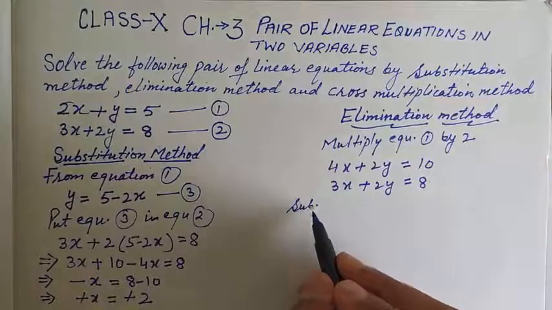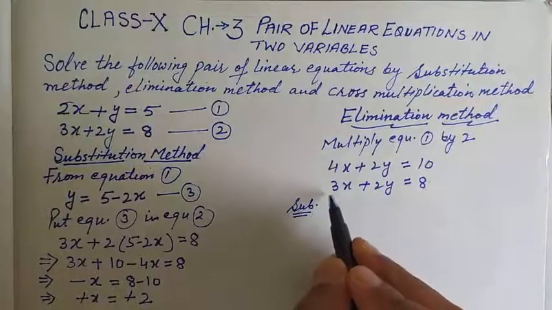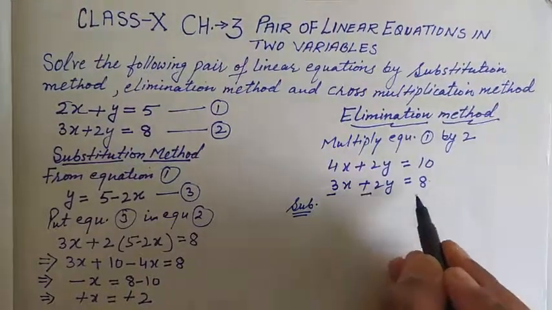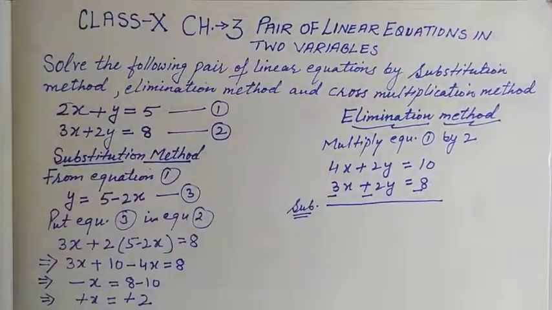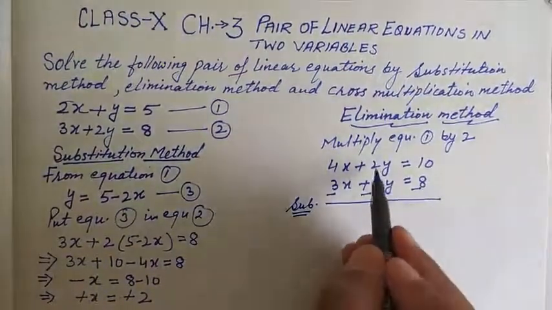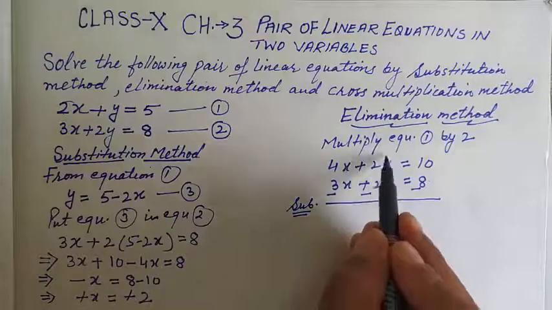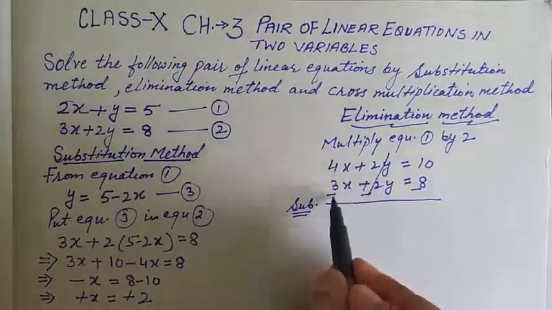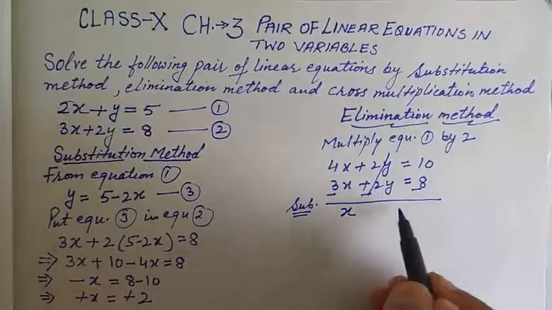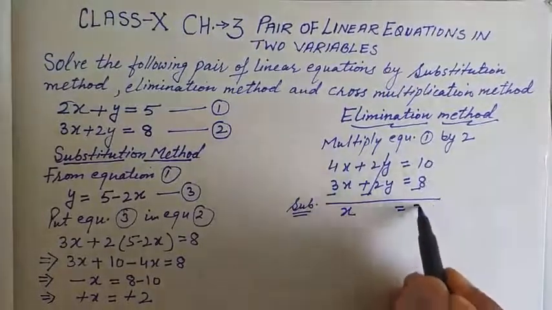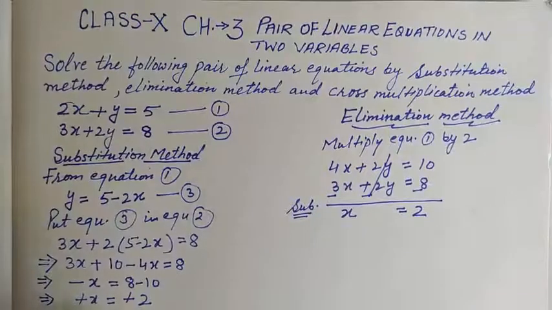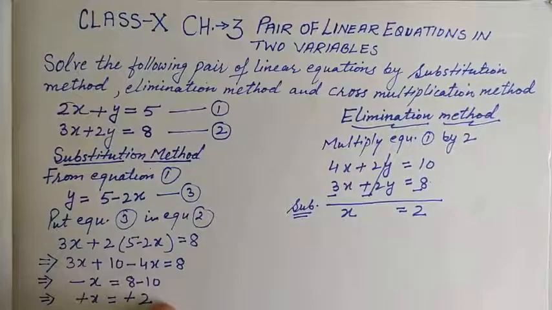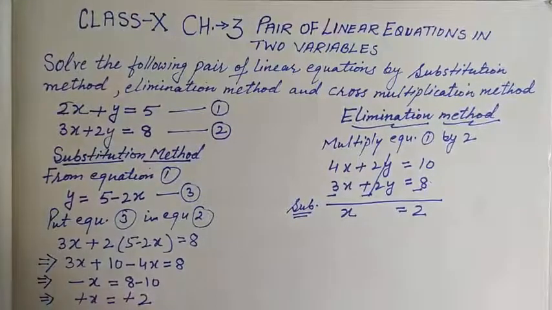So subtracting, we'll write here subtract, so it becomes minus here and minus here. So in subtraction we change the signs. So these will be cancelled, because this is 2y, this is minus 2y, will be cancelled. Now 4x minus 3x, that is x, is equal to 10 minus 8, that is 2. So x is equal to 2 here. So in the previous substitution method also, x is equal to 2 was the solution.